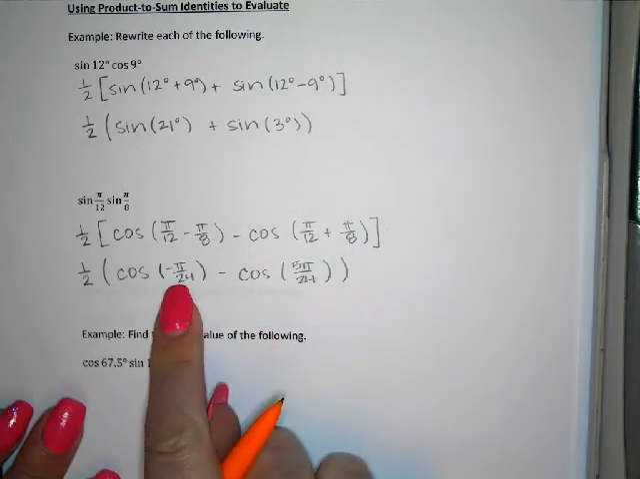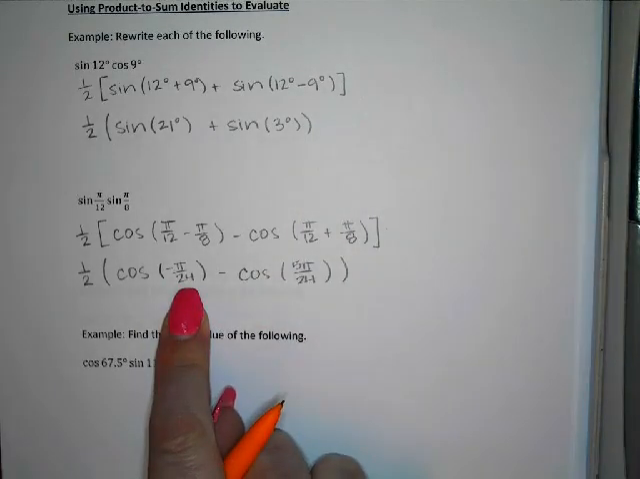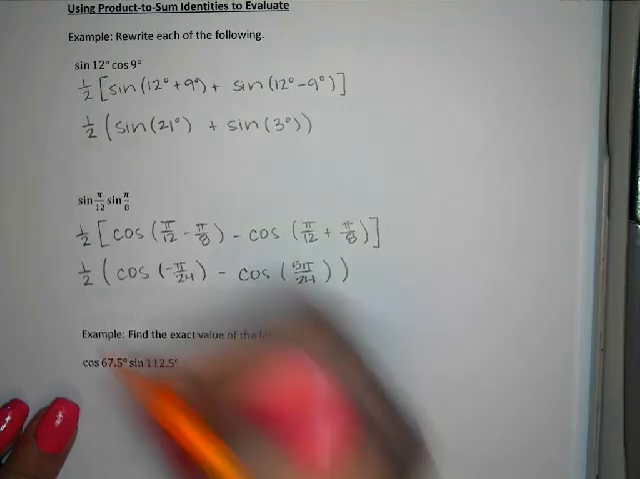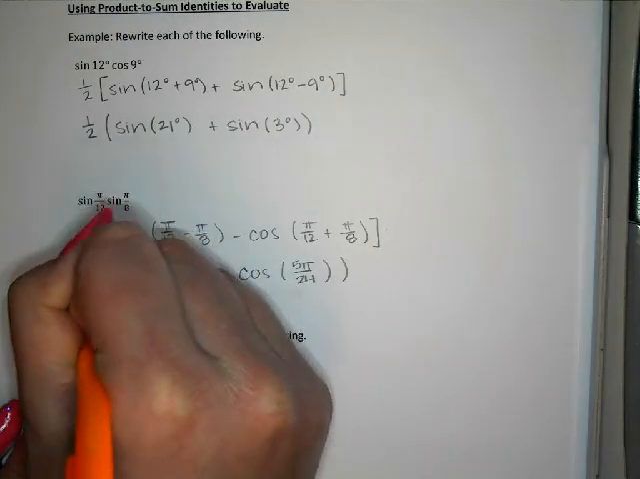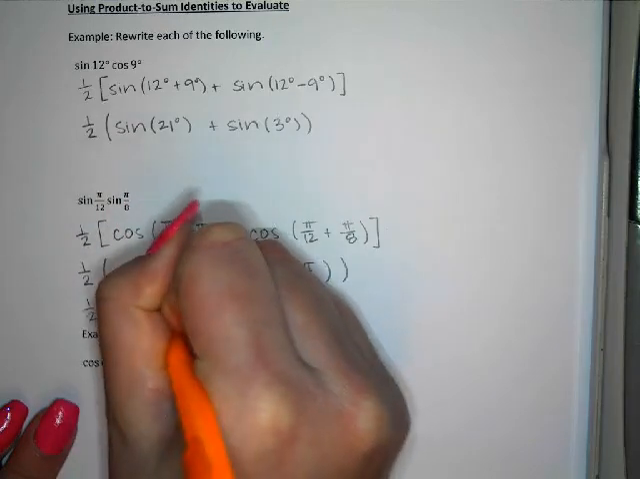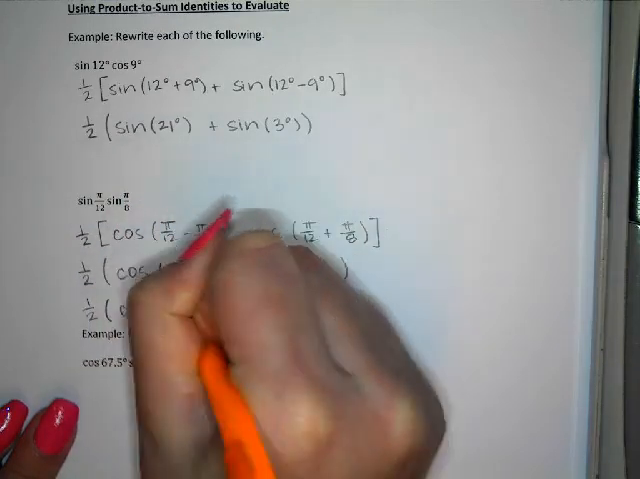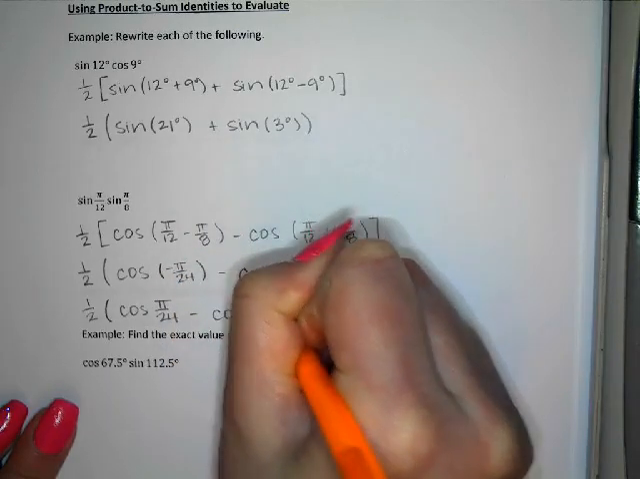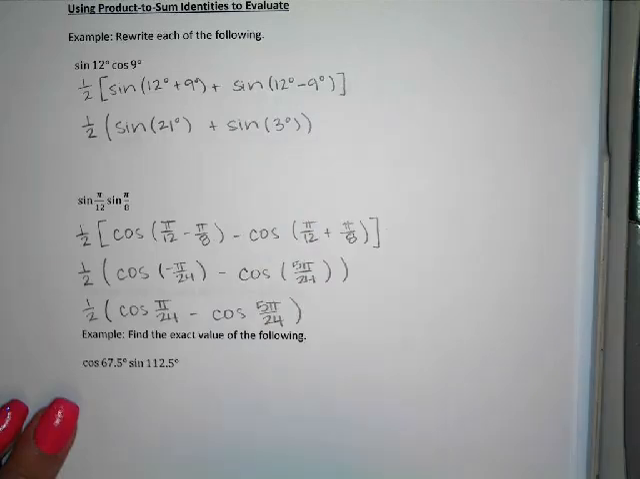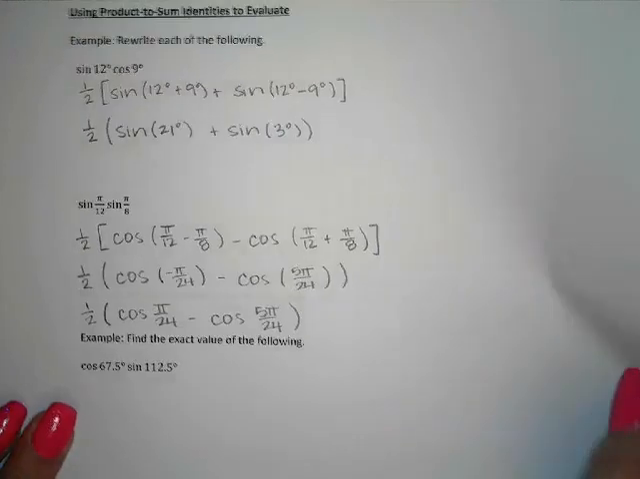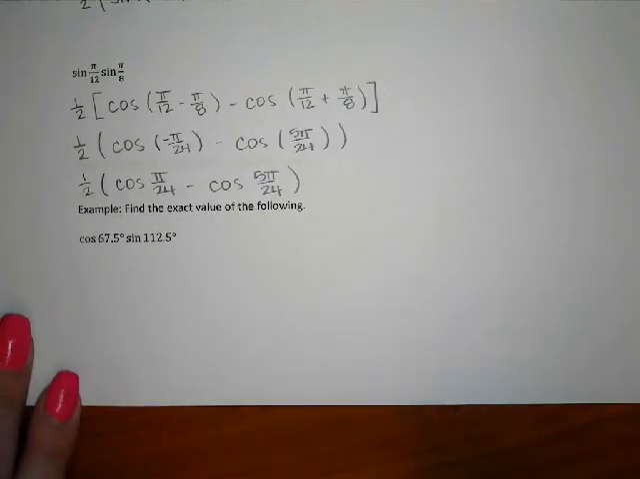and for cos of a negative angle, we can use our even and odd identities here. And if you have cos of a negative angle, that's just cos of the angle. So I'm going to have 1/2 cos pi over 24 minus cos 5 pi over 24. There we go. That's as simple as we can get it, unless we were to use a calculator to get decimals. Next, it says find the exact value of the following.